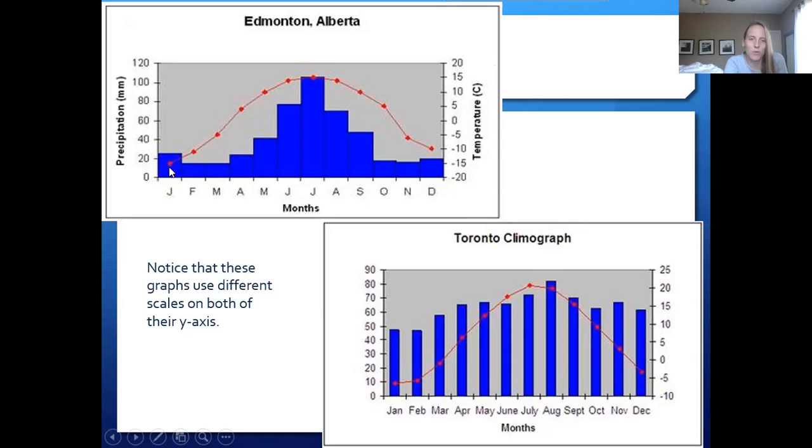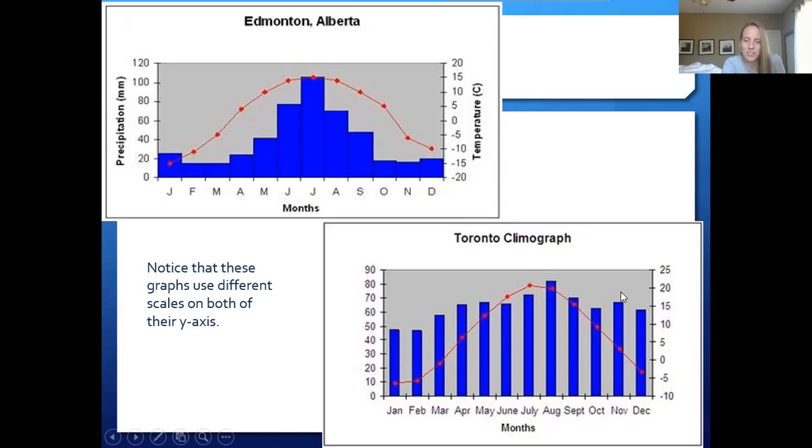So in Edmonton, our coldest month would be January, which has an average temperature of -15. And then the warmest month would be July with an average temperature of about +15. And then the blue bar graph in this case is the precipitation, which is measured in millimeters. The wettest month also being July with a total precipitation, looks like over 100 millimeters, whereas February and March have fairly low amounts of precipitation with less than 20 millimeters each.